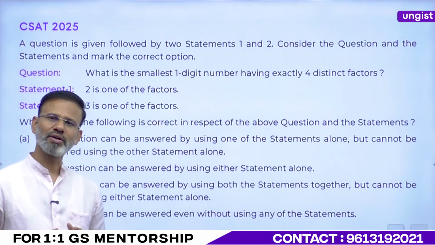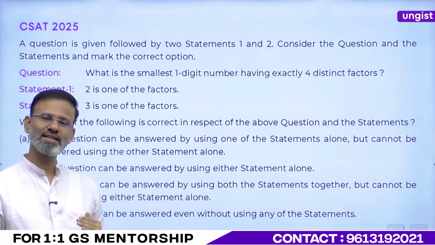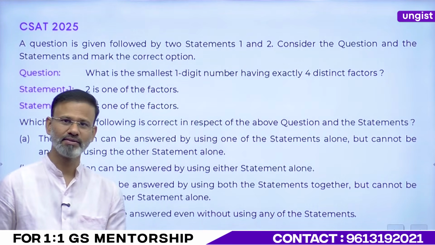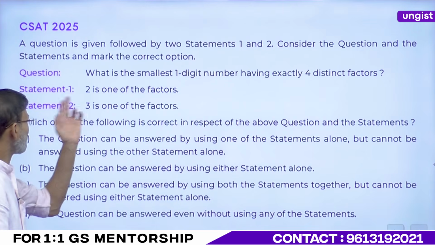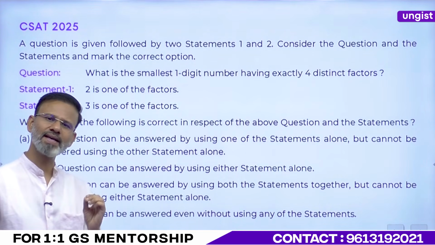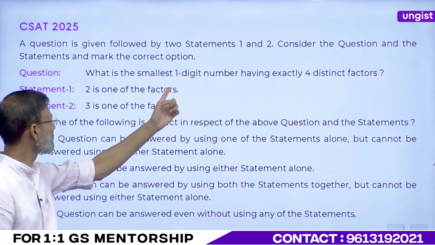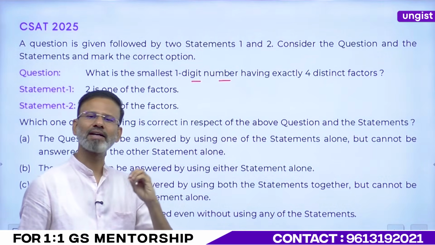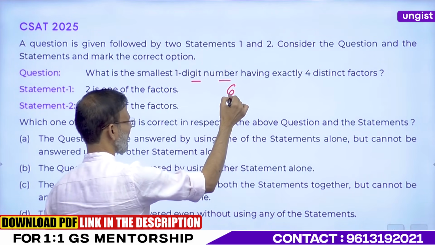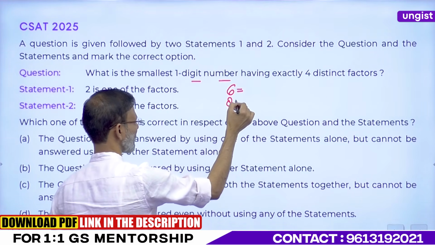Now the next question is what? The next question is a question that UPSC has introduced for the very first time in UPSC CSAT. Read the question. The question is saying, what is the smallest 1-digit number having exactly 4 factors? So a 1-digit number having exactly 4 factors, either it is 6 or 8.